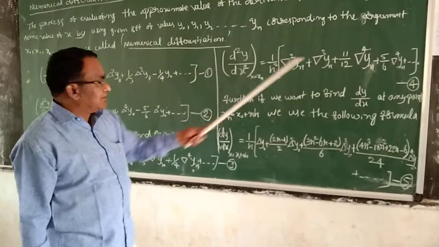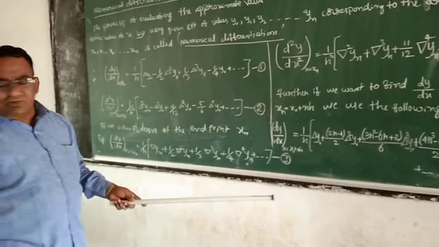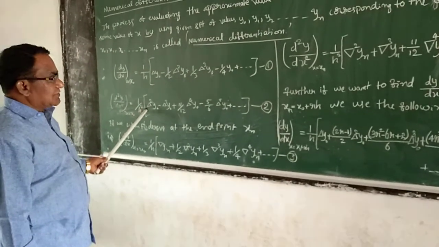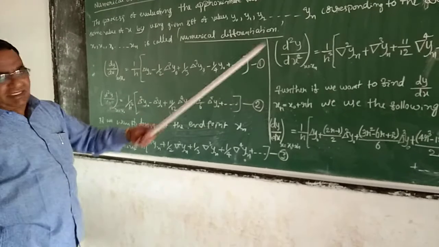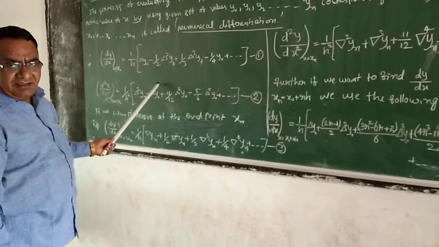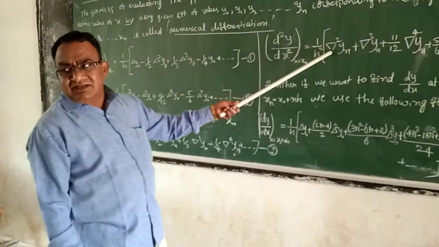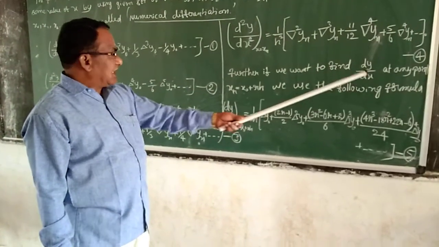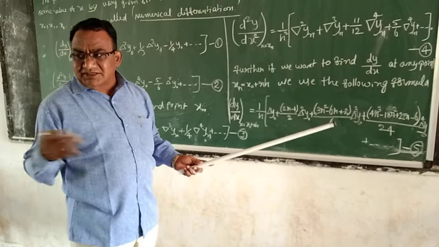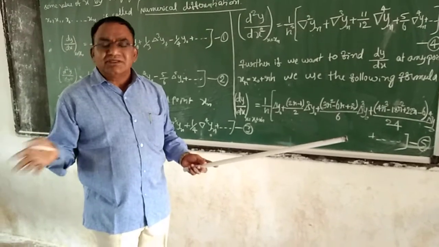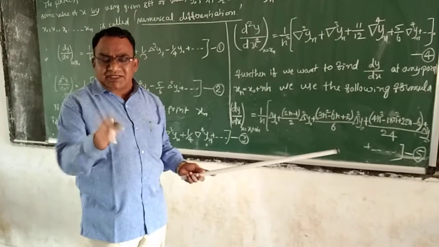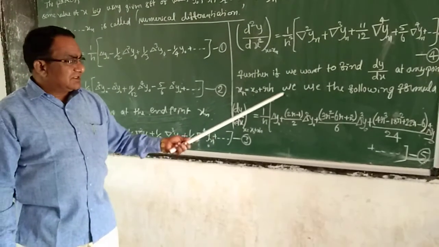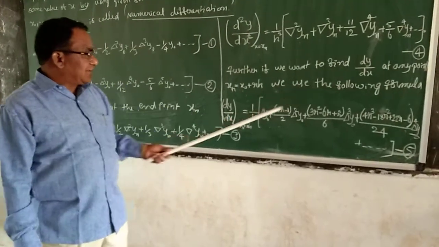See, once again we should compare formulas 2 and 4. 1 over h squared is the same. Instead of y0 we have yn, and instead of delta here we have del. Right? Further, if you want to find dy by dx at any point, not at the starting point or the end point, but in the middle, at xr is equal to x0 plus rh, then we use the following formula.